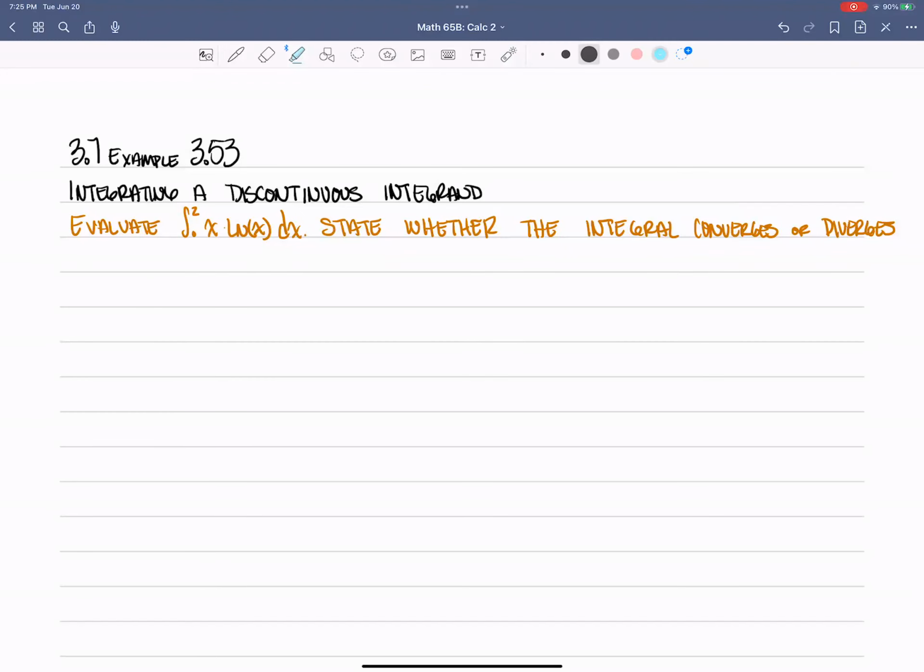Section 3.7, example 53, integrating a discontinuous integrand. Evaluate the integral from 0 to 2 of x ln x. State whether the integral converges or diverges. Okay, I see the problem. We are not able to plug 0 into ln. So what we're going to do is approach 0, but this time from the right side.